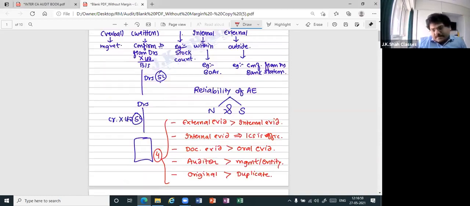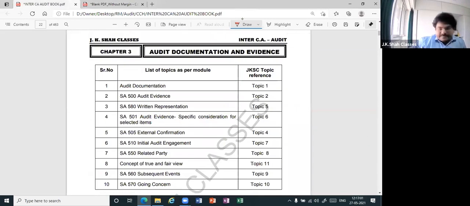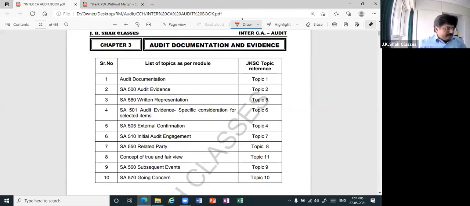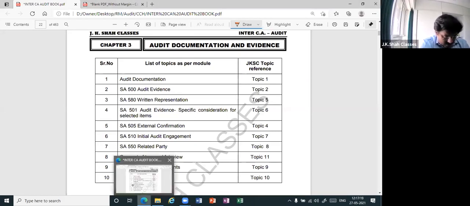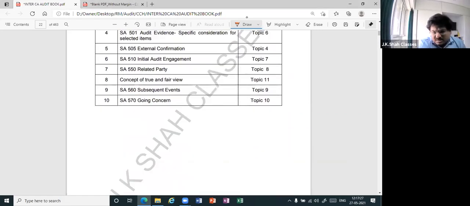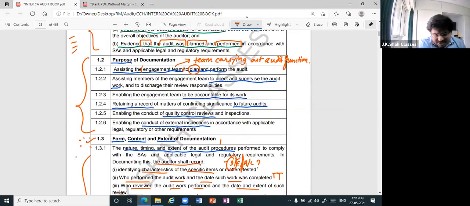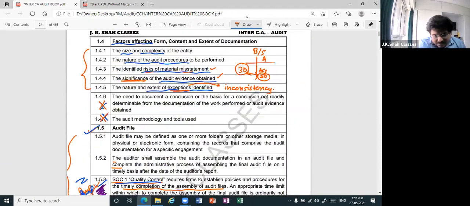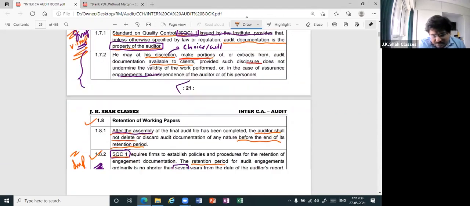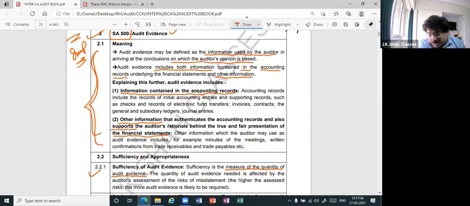All cool? Come on, come to the textbook, please. Chapter 3, audit documentation and evidence. Documentation we'll do later. Don't worry. First, what I want you all to come to is audit evidence. See here. I don't know which page number. For me, it is 22. For you, it is where?